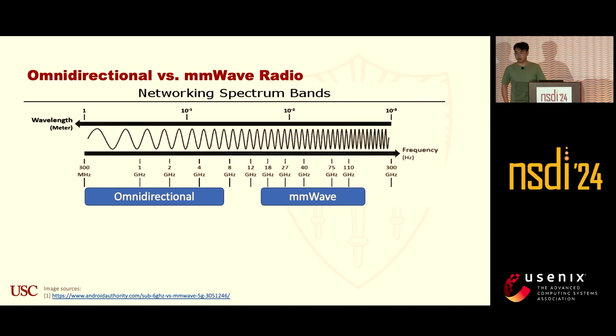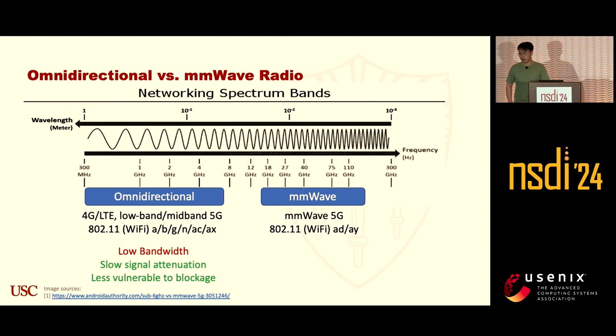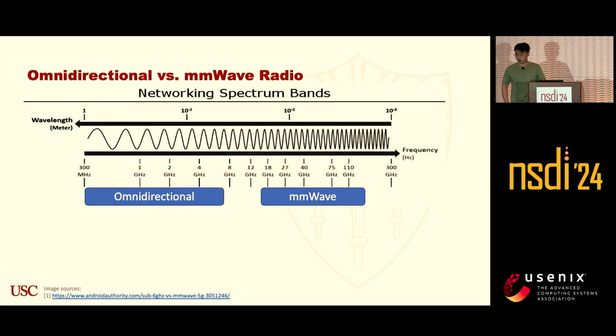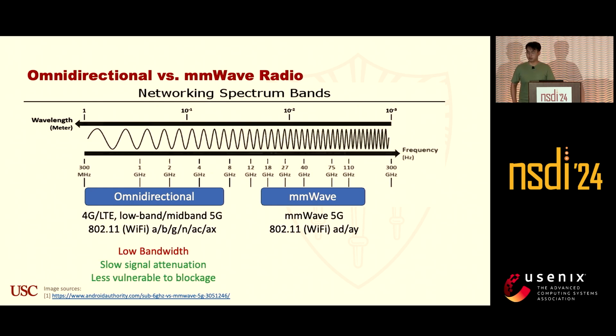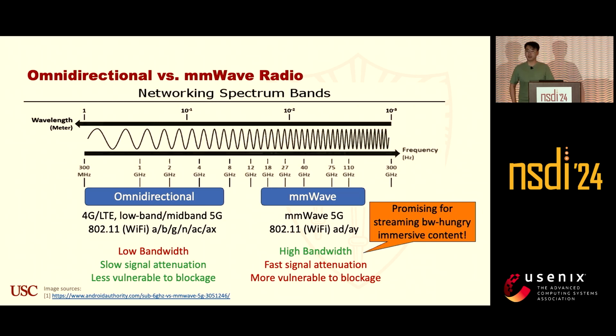And the good thing is that our wireless communication technology is also evolving. So we have these omnidirectional radios, like 4G LTE, low band, mid band, 5G, and the 802.11ac families. And we also have these mmWave radios, like the mmWave 5G, which has been popular in recent years. And we also have 802.11ad and 802.11ay in the future. So compared to the omnidirectional radio, the mmWave radio provides much higher bandwidth, which makes it promising for streaming bandwidth-hungry immersive content. But meanwhile, the signal strength of mmWave also attenuates much faster and is more vulnerable to blockage.